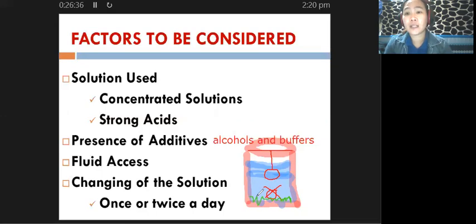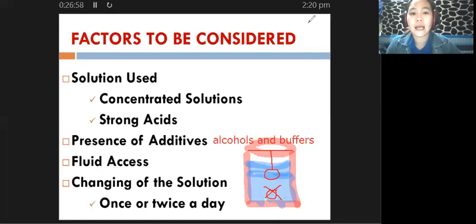Otherwise, some of these precipitates may be incorporated in your tissue sample later on. So in order to prevent that, you have to suspend your tissue sample at the upper portion of your container or your jar because the dissolved salts will sink at the bottom of your container.